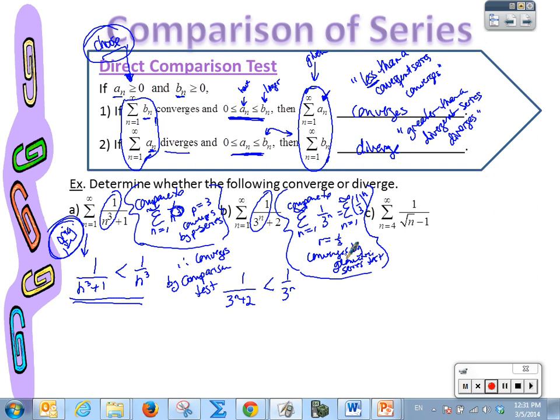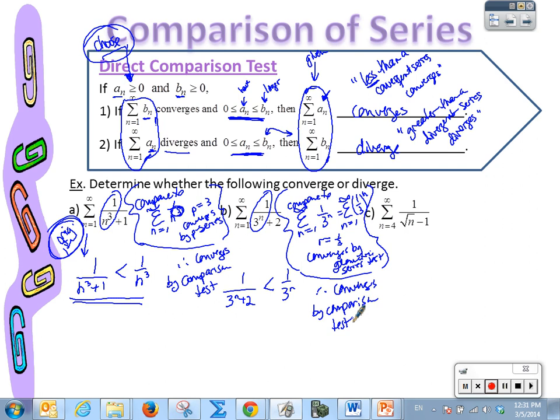So it's the same scenario as the first one that we did. Our series is smaller than the one that we chose, and the one that we chose converges. So therefore, this converges by the comparison test. Okay.